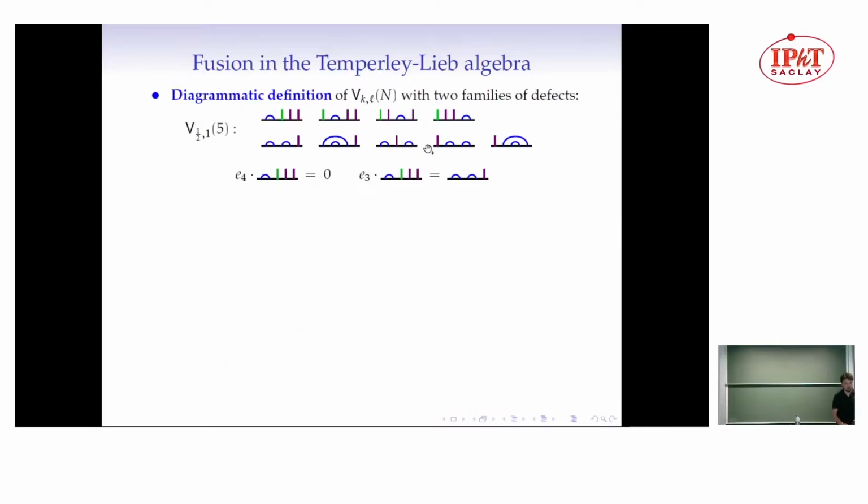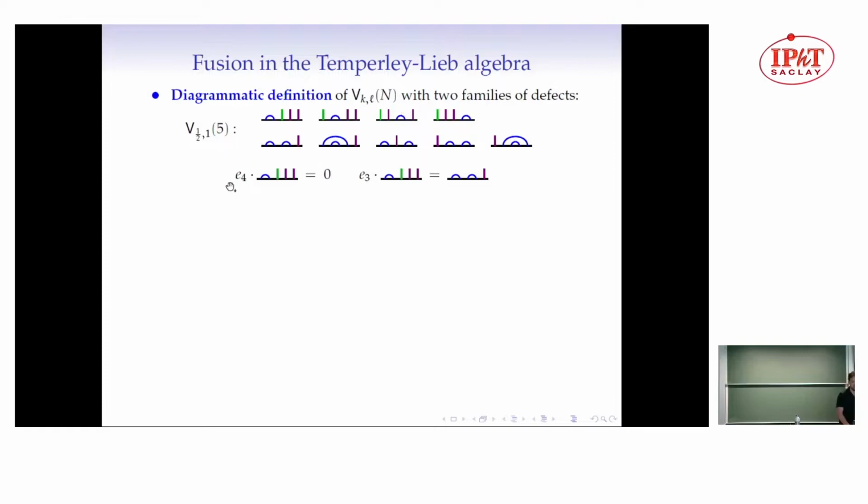And so there are two ways to describe this fusion, these new representations V_KL. The first is purely diagrammatic. So you define a representation that depends on K and L. Here I have K equals 1/2 in my example, and L equals 1, and n is equal to 5, so I have these link states with 5 nodes. And then I have defects. So I can either have one green defect and then 2 purple ones, or just 1 purple one.